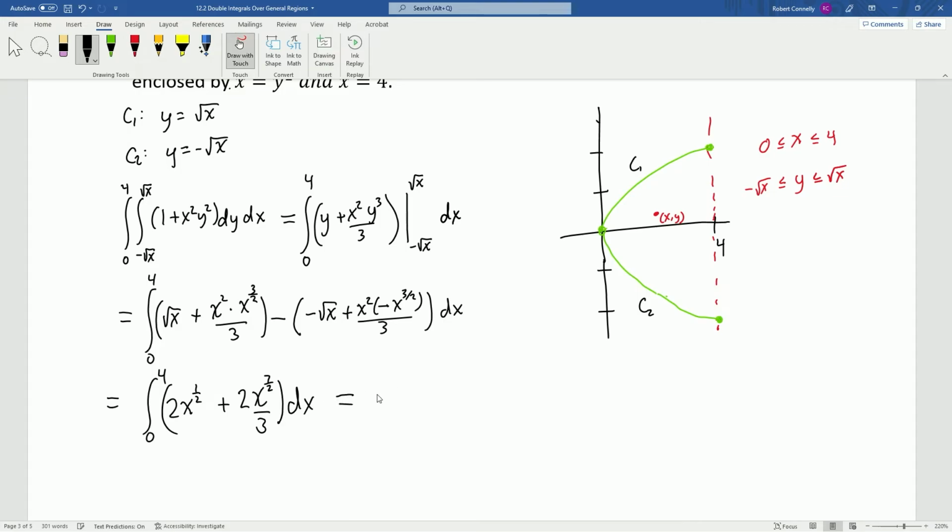And now I can integrate like normal. So this is 2x to the 3/2 divided by 3/2, but that's the same thing as multiplying by 2/3, plus 2/3 times x to the 9/2, but we need to divide by 9/2, which is the same thing as multiplying by 2/9. And then we evaluate this from 0 to 4.